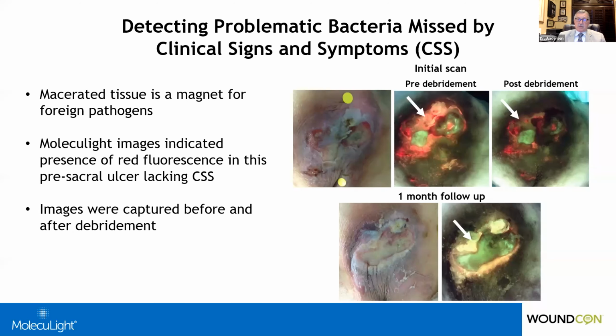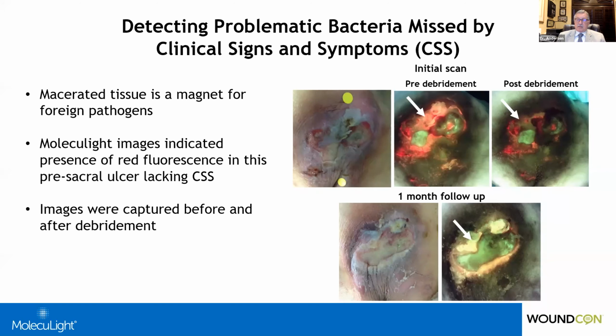So this is a patient, a pressure injury, sacral pressure injury. When you look at that first image, certainly there's some macerated skin, that skin that you're going to want to clean, do some debridement. But looking at that image, you would not have a high suspicion clinically of significant colonization or infection. What you see on the next picture is the initial scan, which shows marked fluorescence.